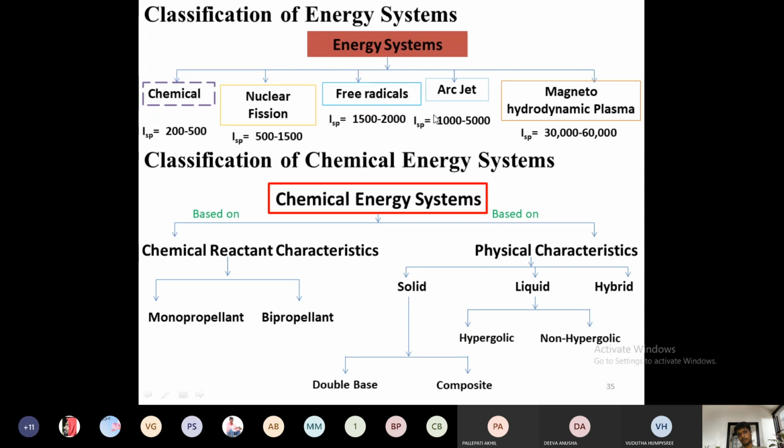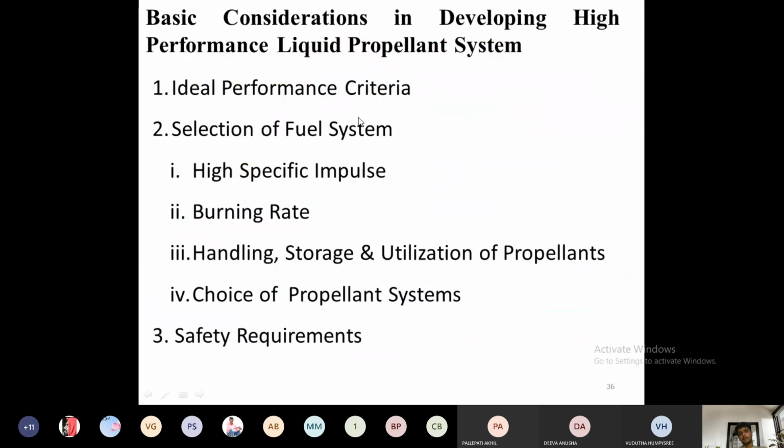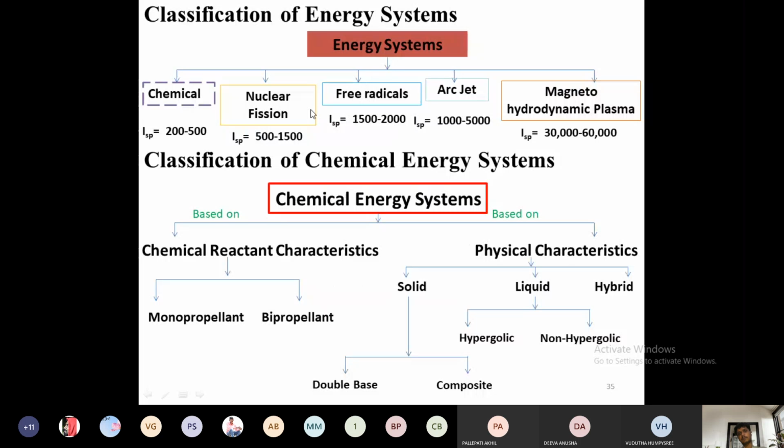Arc jet system, which has a specific impulse between 1000 to 5000 seconds, and magneto-hydrodynamic plasma, which has a specific impulse between 30,000 to 60,000 seconds. Whereas the last four energy systems, from nuclear fission to magneto-hydrodynamic plasma, are all in the underdeveloped stage, the developmental stage, R&D stage only.